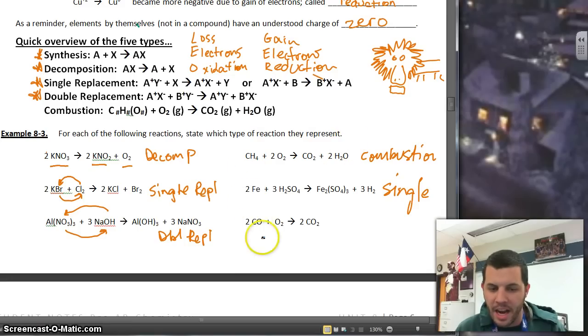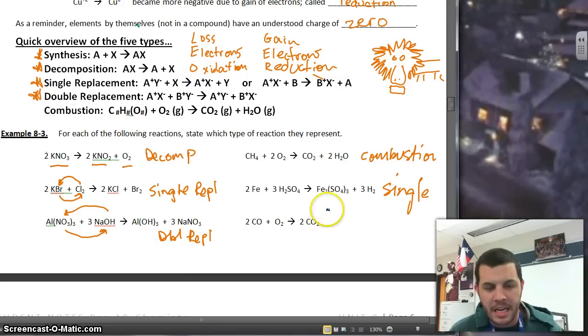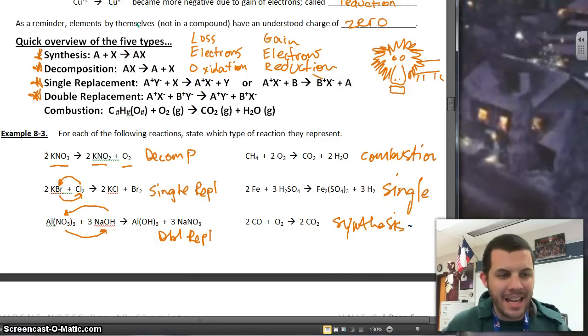And lastly, I've got two smaller deals coming together to form one larger product. Anytime you only have one larger product, that one's always, every single time, going to be synthesis. And that's how it's done.